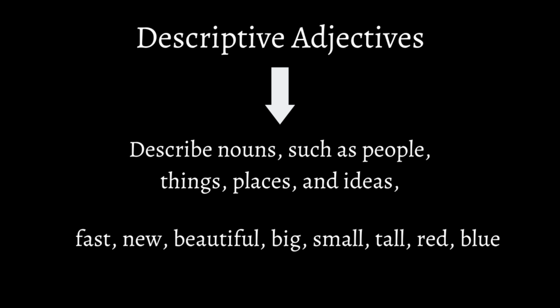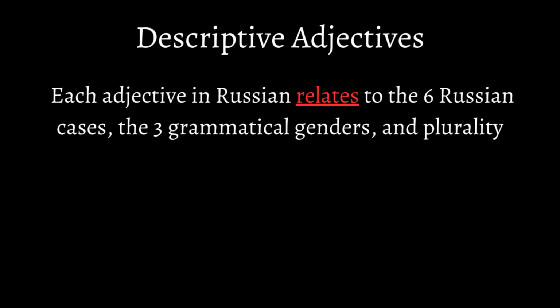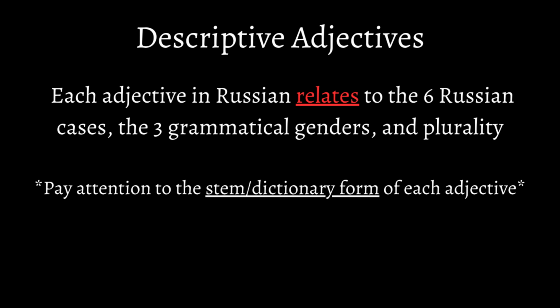In Russian, there are many different forms of each adjective, and what's really significant to know is that each adjective relates to the 6 Russian cases, the 3 grammatical genders, and plurality. Even though it sounds like a lot, once you understand the 6 cases and 3 genders, it's simple enough to understand. When trying to utilize adjectives in Russian, you should always pay attention to the stem or the dictionary form of each adjective, and then you can form the rest.